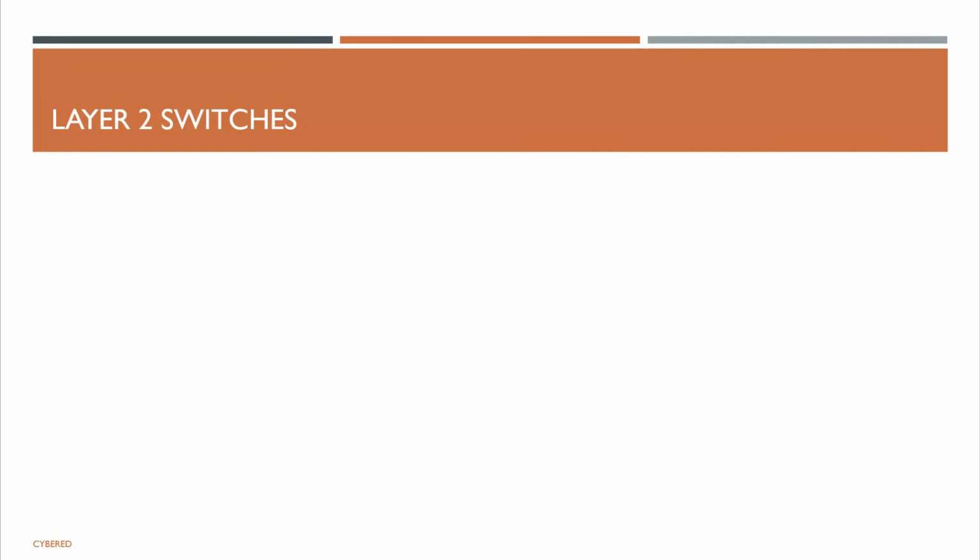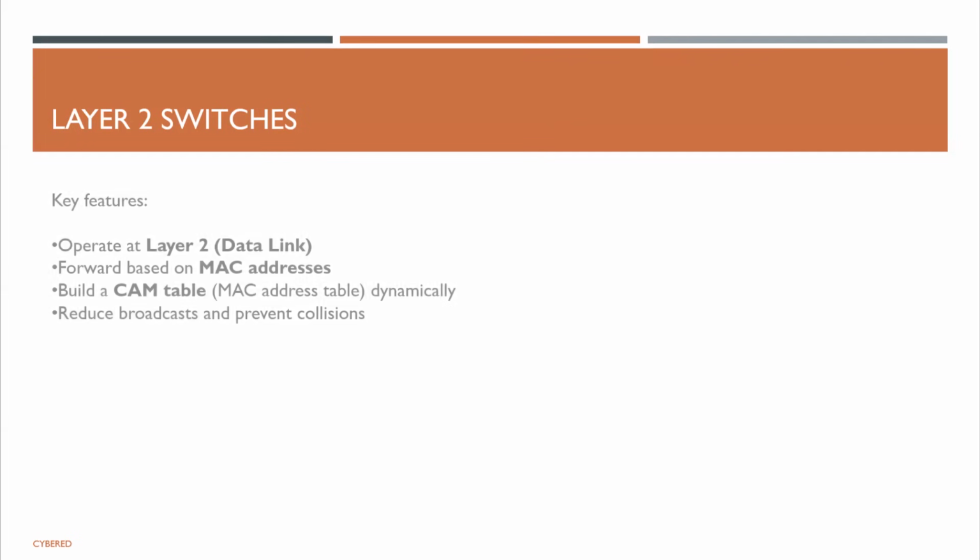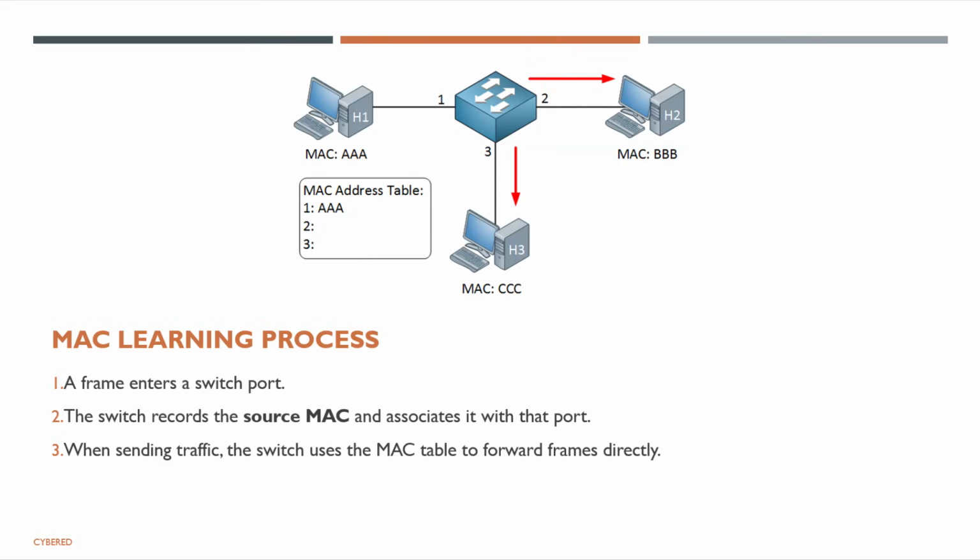Layer 2 switches. Switches replace hubs by forwarding frames only to the intended destination. The key features: it operates at layer 2, data link, forwards based on MAC addresses, builds a CAM table, the MAC address table, dynamically, and reduces broadcasts and prevents collisions. MAC learning process. A frame enters a switch port. The switch records the source MAC and associates it with that port.